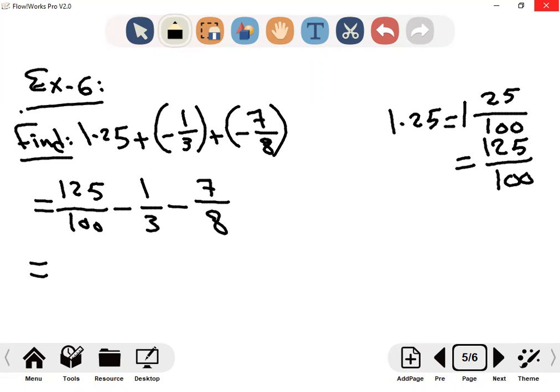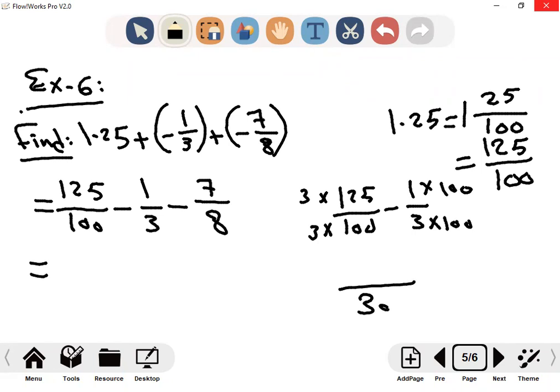125 over 100 minus 1/3, on the side. 125 over 100 minus what? Slowly. Now the least common multiple of 100 and 3: do we have a least common multiple over there? No, it's 300, right? So here I'll multiply up and down by 3, and here up and down by 100, so that I have like denominators. Up: 3 times 125 is 375 minus 100. It is equal to 275, right? Check.